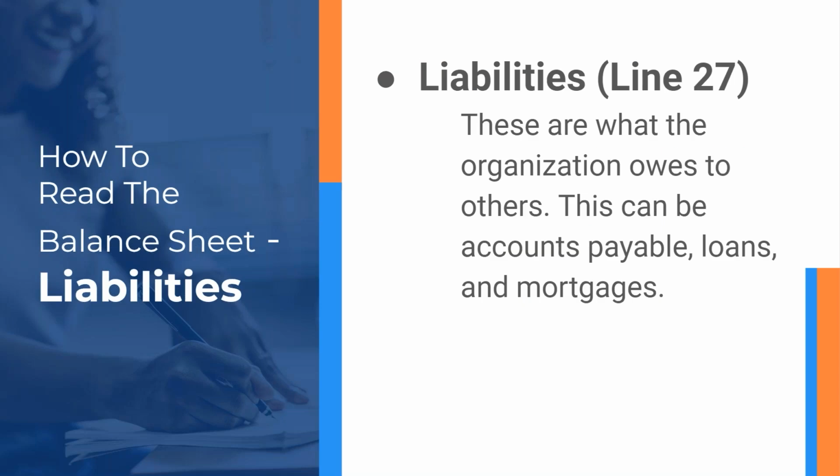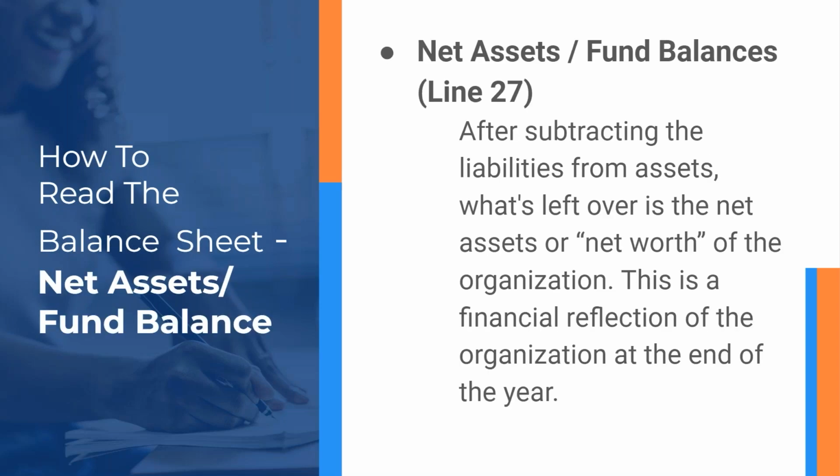Liabilities are what the organization owes to others. This can be accounts payable, loans, or mortgages. Net assets and fund balances. So after subtracting the liabilities from the assets, what's left over is the net assets or net worth of the organization. This is a financial reflection of the organization at the end of the year.